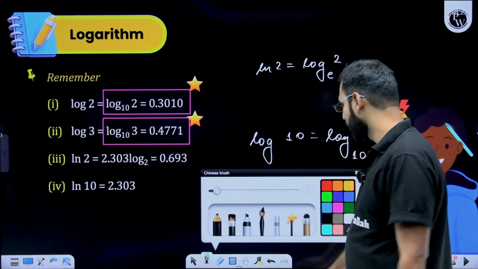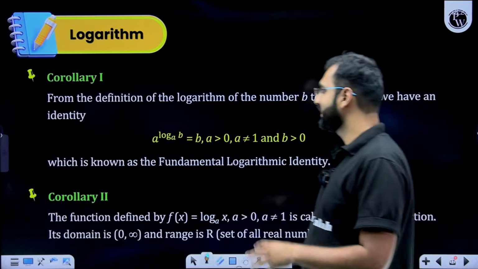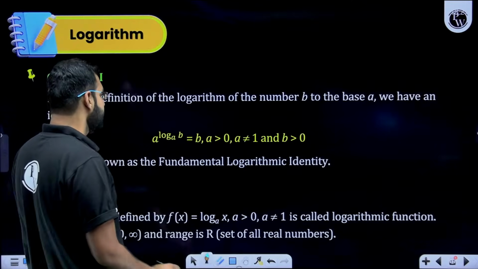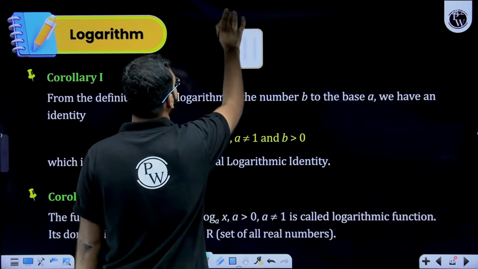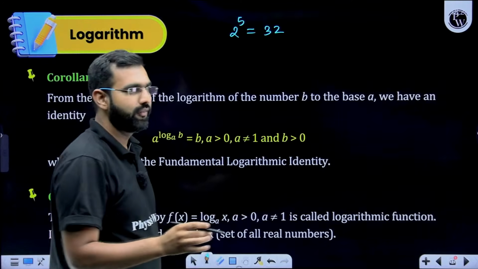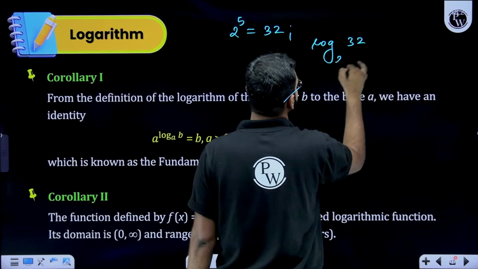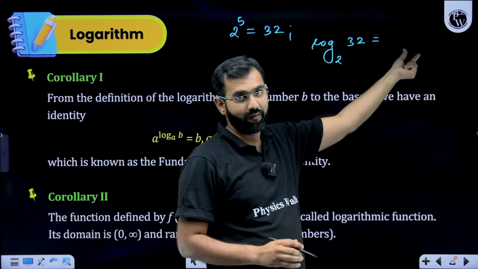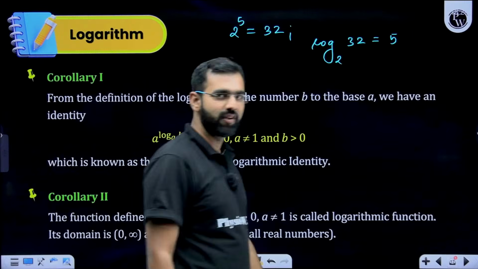Now, when we talk about a few more things, I talk about this corollary. This is technically the fundamental logarithm identity. What does it mean? We know, let's say if I ask you 2 to the power 5, then what is it? It is 32. Everyone with me on this? If I define it in terms of log, then we say log of 32 at base 2 is what? 2 should be raised to what power so that it results in 32? I hope you do remember it is always 5. Everyone with me on this?